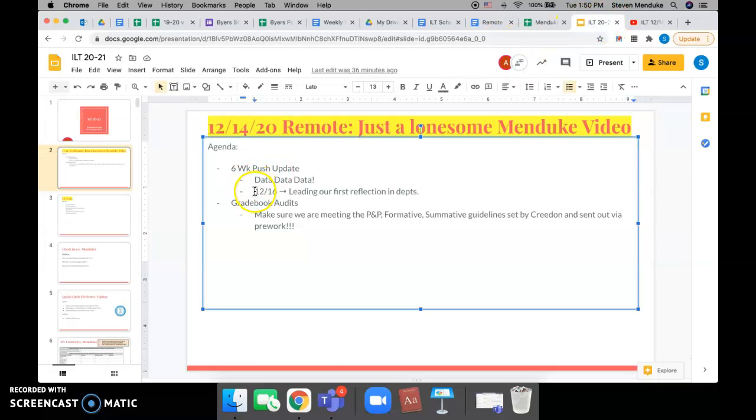And lastly, we talked about making sure that we nail our first reflection on the 16th. It is so important that we crush this first time coming back to our peer observation process and our 6-week push implementation for means of participation. So please, if you have questions, go ahead and ask. I am available to brainstorm about how to make these sessions really great. Outside of that, make sure your gradebook audits are done, and I will see y'all soon.